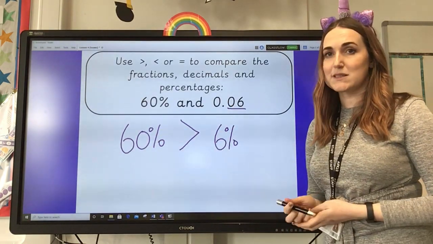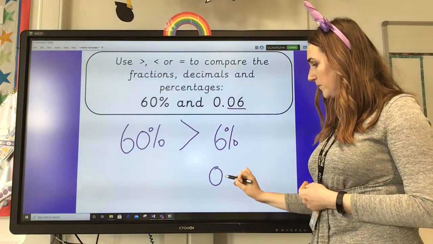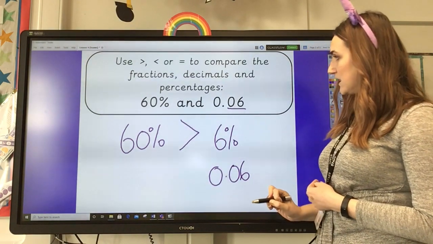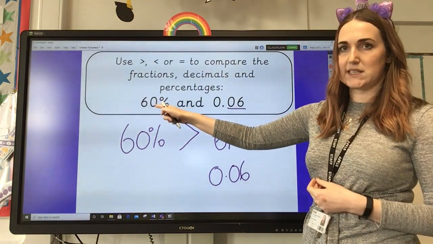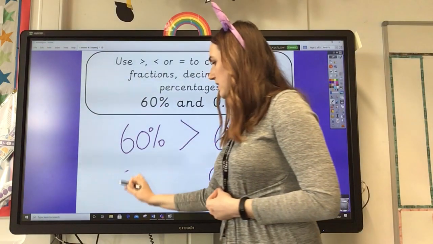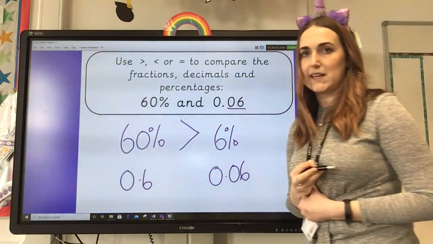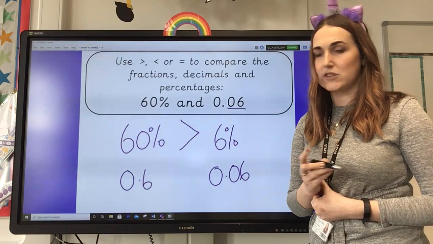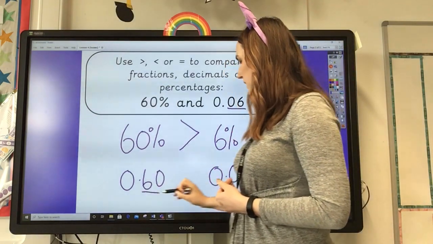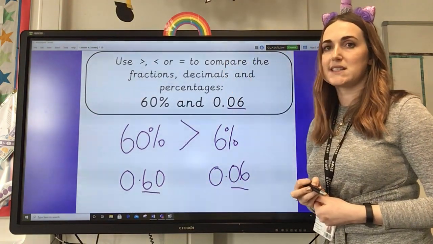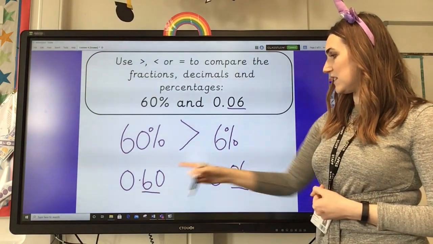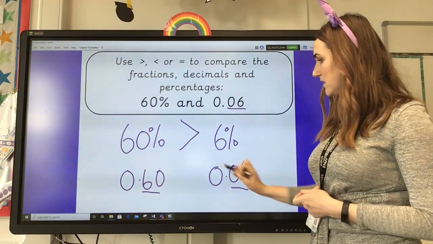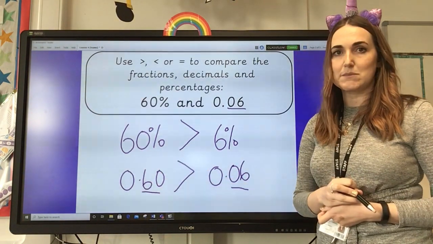If we were doing it as decimals, this one's already a decimal. So you'd be thinking to yourself, how do I turn that into a decimal? Now, it's easy for many of you, but we've been telling you to put that extra placeholder on so that we can see that it's got the same amount of decimal places. And yet again, you can see that this number is bigger because 6/10 is bigger than 6/100. So it's the same symbol again.